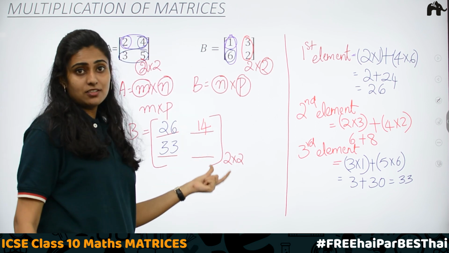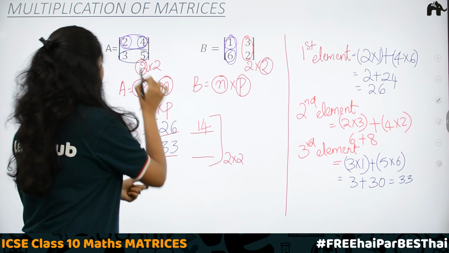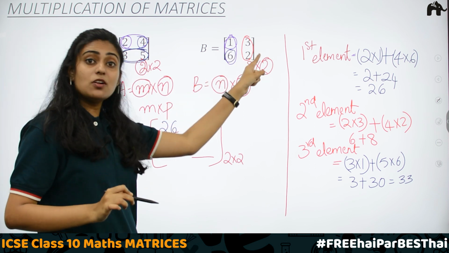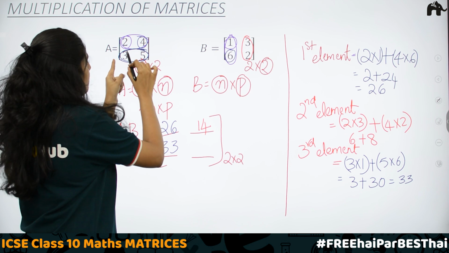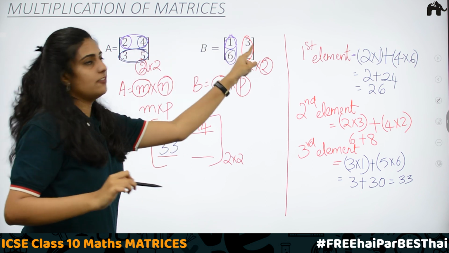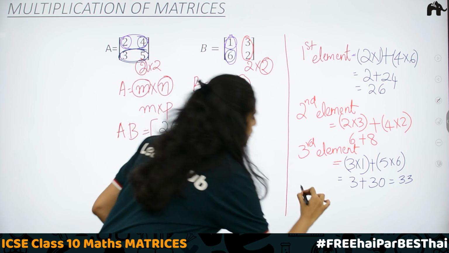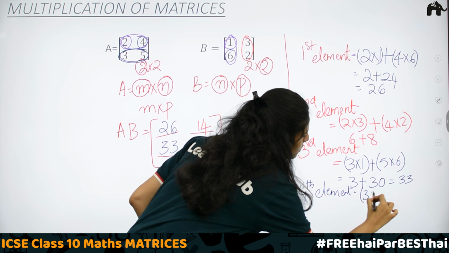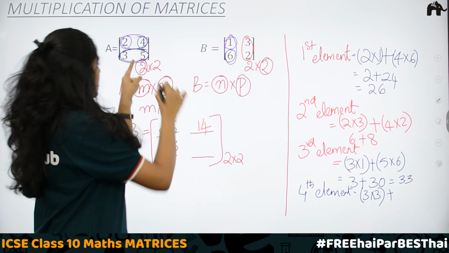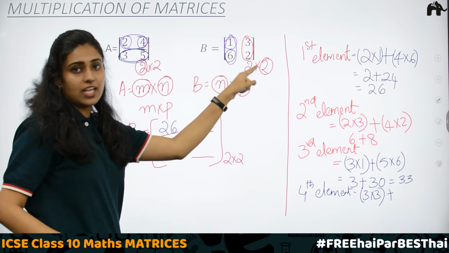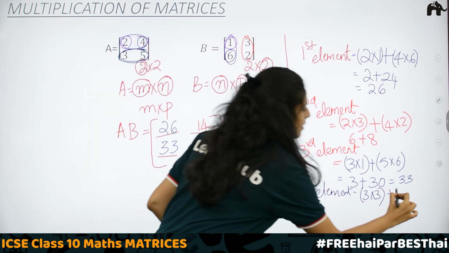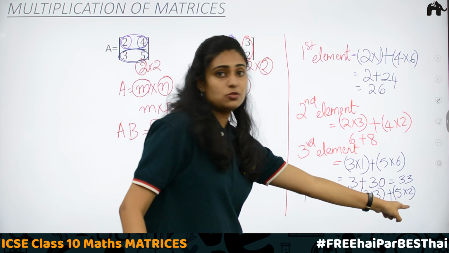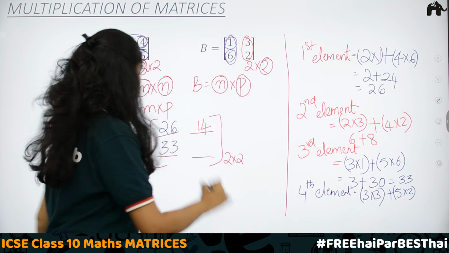Now find the fourth element. How much will you get? For the fourth element, we will consider the second row of the first matrix and the second column of the second matrix. Check the first elements. Here we have 3, here we have 3. 3 into 3 plus, next, the second elements, here we have 5, here we have 2. 5 into 2. What do we get? 3 into 3 is 9, plus 5 into 2, 10. 9 plus 10 is 19.